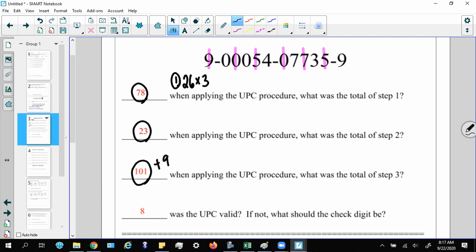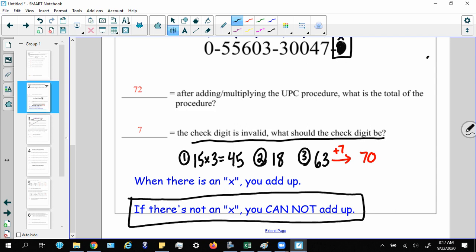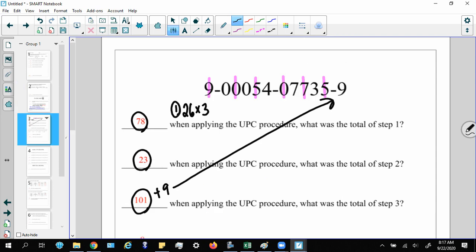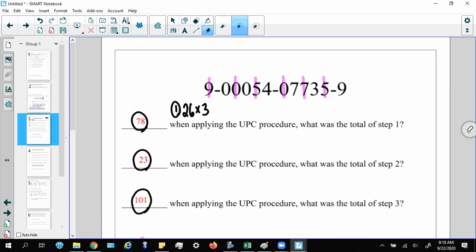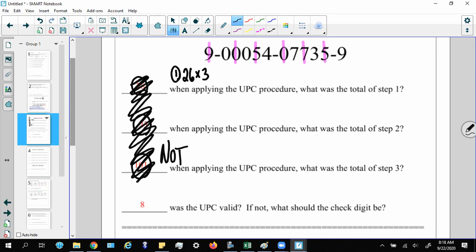Do not add 9. The reason why is, look, there's not an X. Remember, if there is not an X, you cannot add it up. So what you have to do is redo the entire problem. Once you have already determined that it's not a valid UPC, all this goes away. We don't need that anymore.